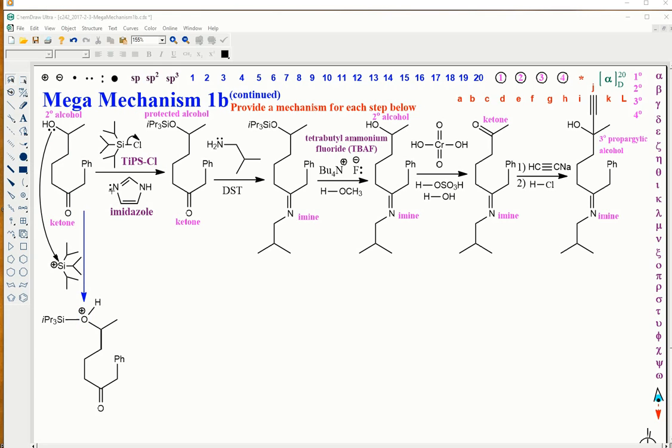which will be neutralized using the proton scavenger, imidazole. Bear with me as I fix this arrow here. Here's the neutralization step, which generates your protected alcohol. Next, the ketone is going to react with the primary amine in the presence of a Dean-Stark trap to make an imine.